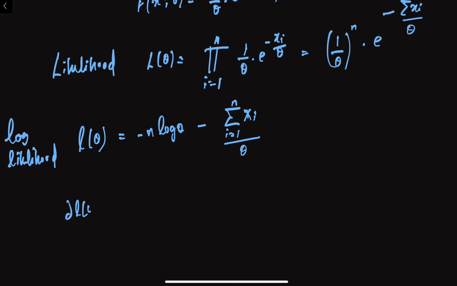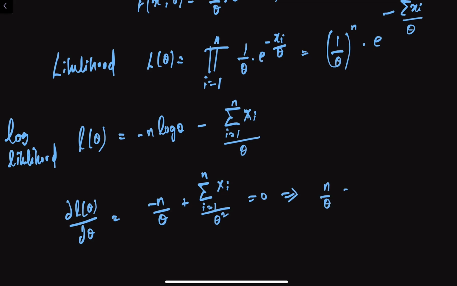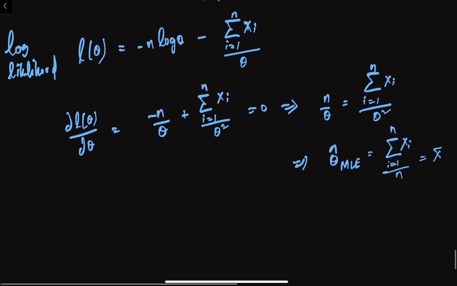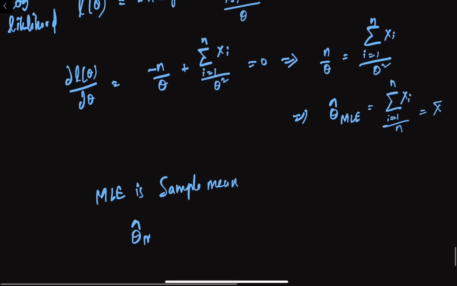If we find dou L theta by dou theta, it is minus n by theta plus summation i equals 1 to n xi by theta square, equals 0. That means n by theta is summation xi by theta square. That means theta hat MLE is nothing but summation i equals 1 to n xi by n, which is nothing but x bar. So the MLE is nothing but the sample mean.